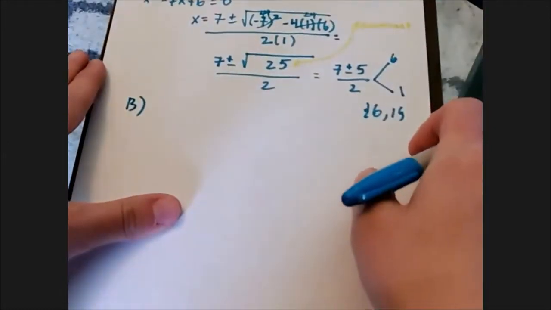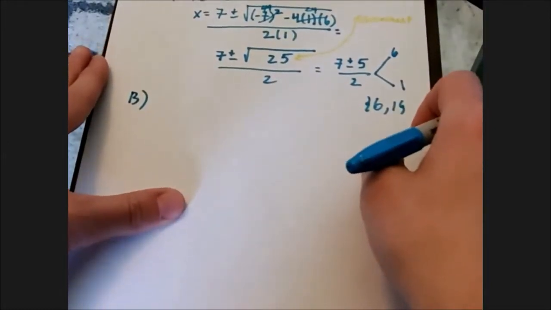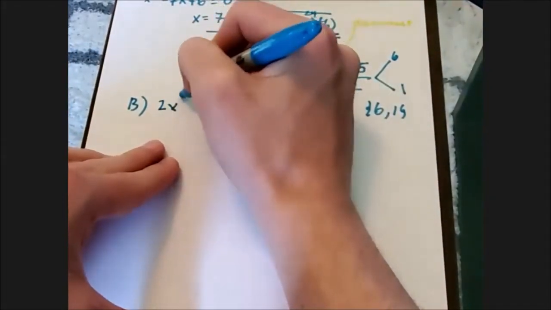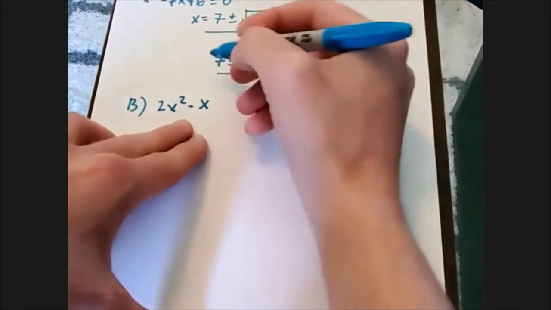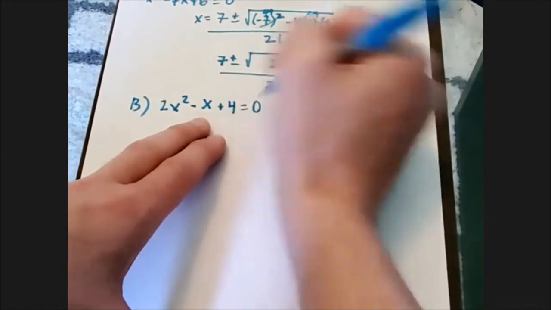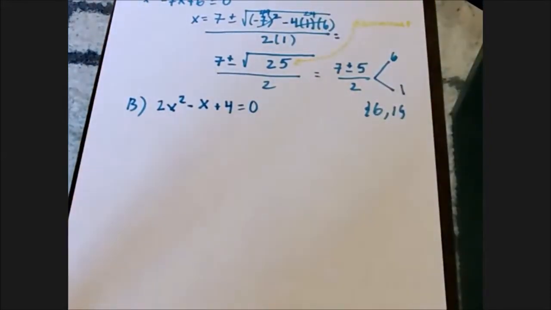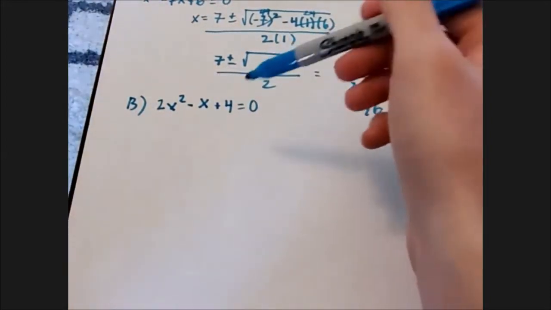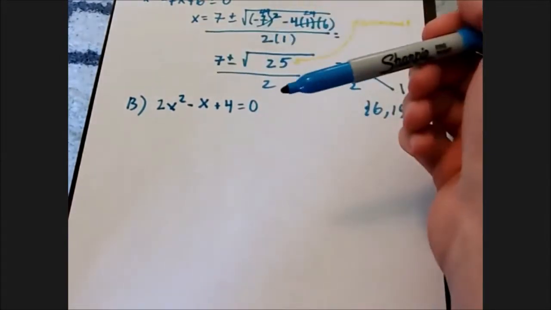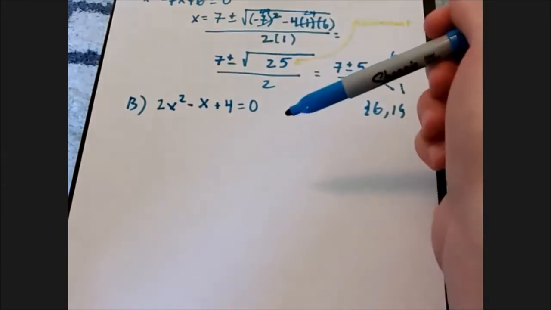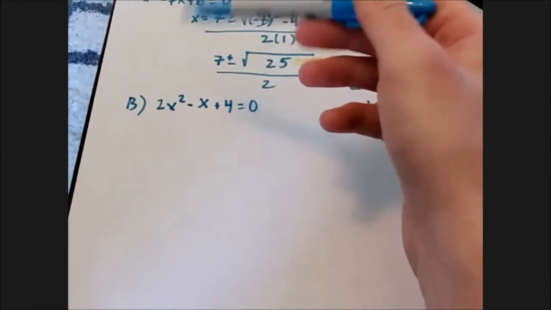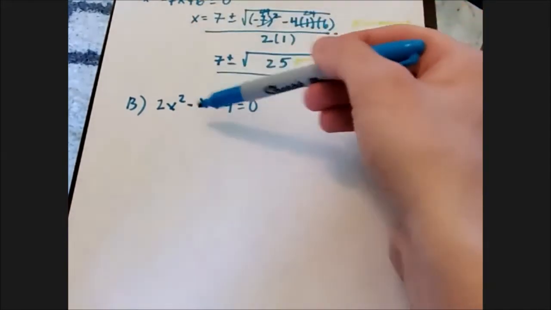Want to do one more just to cover the bases here. We're doing 2 of each. Let's look at 2x squared minus x plus 4. And again, if you kind of cycle through the other methods, zero product property is not going to work because you have a 2 out in front. The square root method doesn't even apply here because you have a b term.